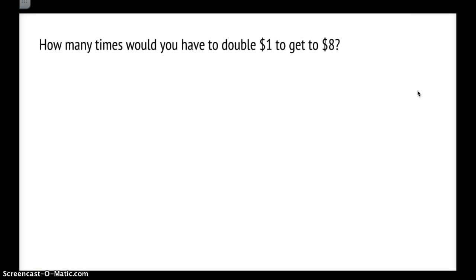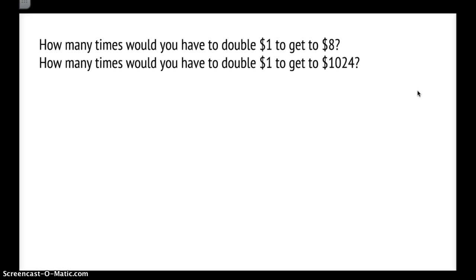First, let's think of a hypothetical question. How many times would you have to double 1 to get to 8? Well, you would go, okay, 1 doubled is 2. 2 doubled is 4. 4 doubled is 8. You would double 1 3 times to get to 8. Not so difficult. How many times would you have to double 1 to get to 1024? That's where this gets difficult, right?